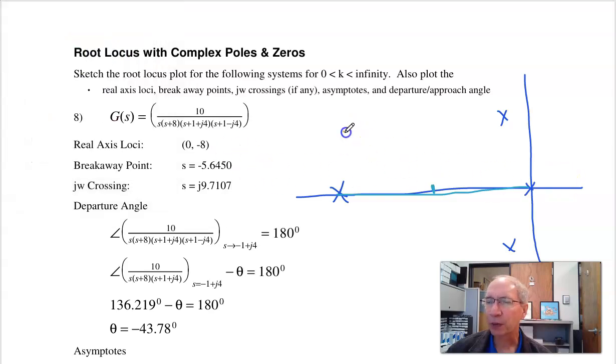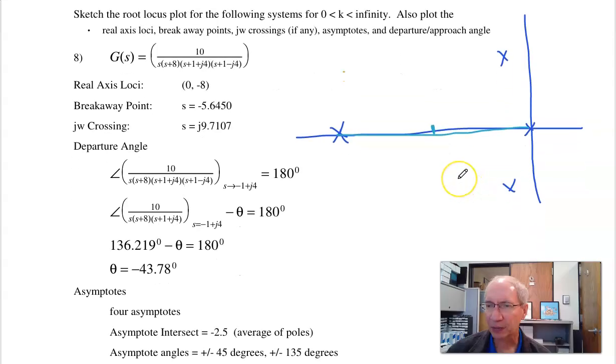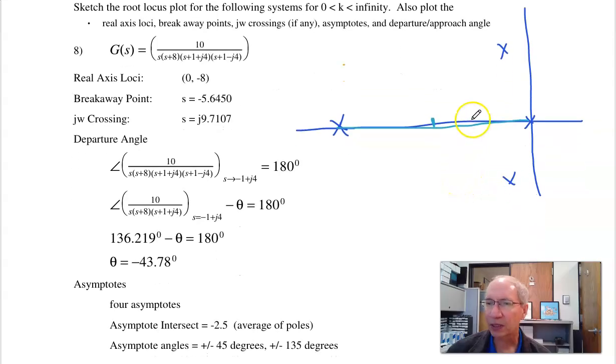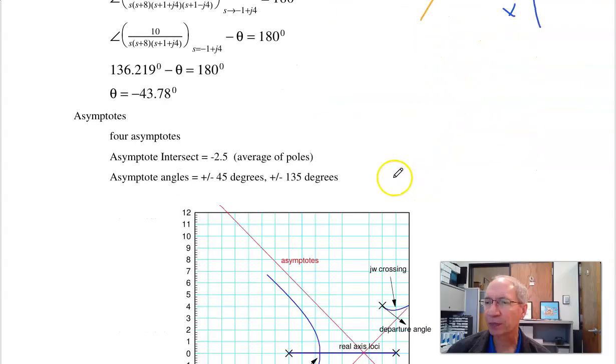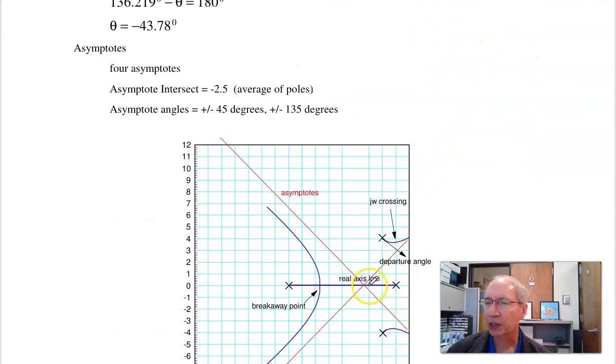Asymptotes, I've got 4 poles, no zeros, 4 asymptotes. The center of mass is at minus 2.5, going at 45 degrees, minus 45, 135, minus 135. So that's what the locus looks like.